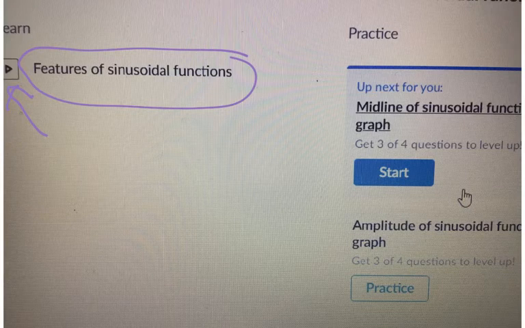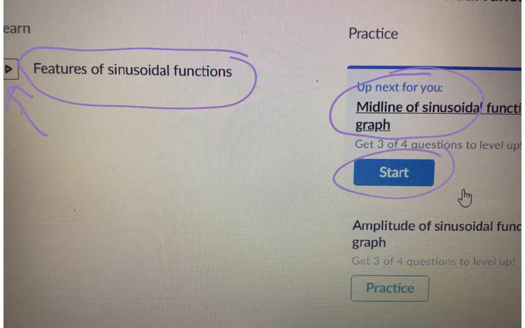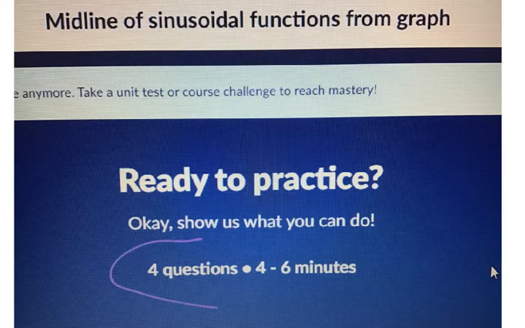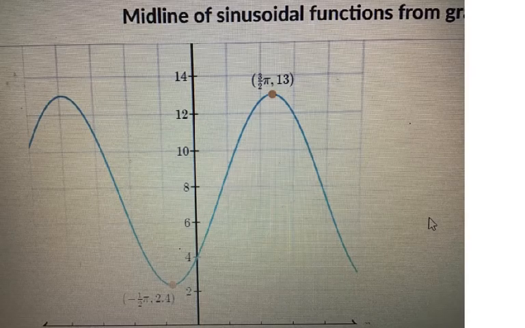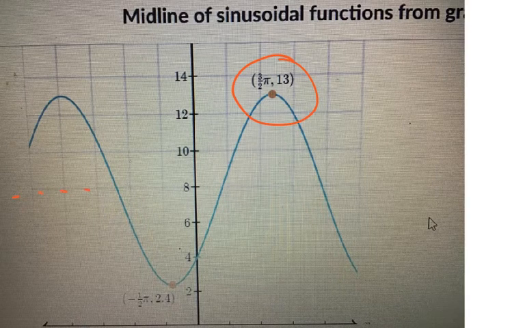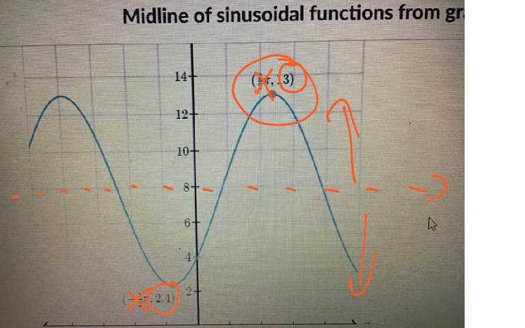But anyways, we're going to do the same thing we did just yesterday or day before. I'm going to click on start here. And as you can see, it's just 4 questions. Here we go. So they're giving us a graph here. Now remember, we just want this middle line, okay? So I'm just worrying about up and down. That's the y coordinate. So don't let the x coordinates scare you. All we're going to do is look at 13 and 2.4 here, okay?